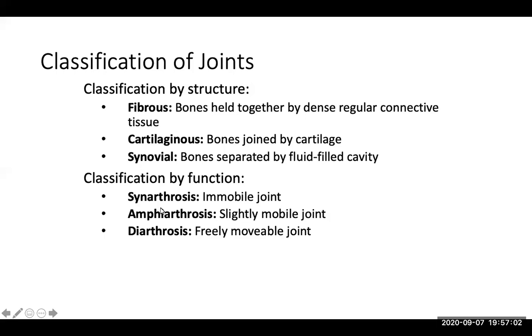Classification by function, we get some Greek words, and they're kind of confusing here, but you should know these differences. A synarthrosis joint is completely immovable, so an immobile joint. An amphiarthrosis is slightly mobile, and diarthrosis is freely mobile. So if you can remember the acronym SAD: synarthrosis, amphiarthrosis, and diarthrosis. S is the completely immovable one, then slightly movable, and then freely movable joint.